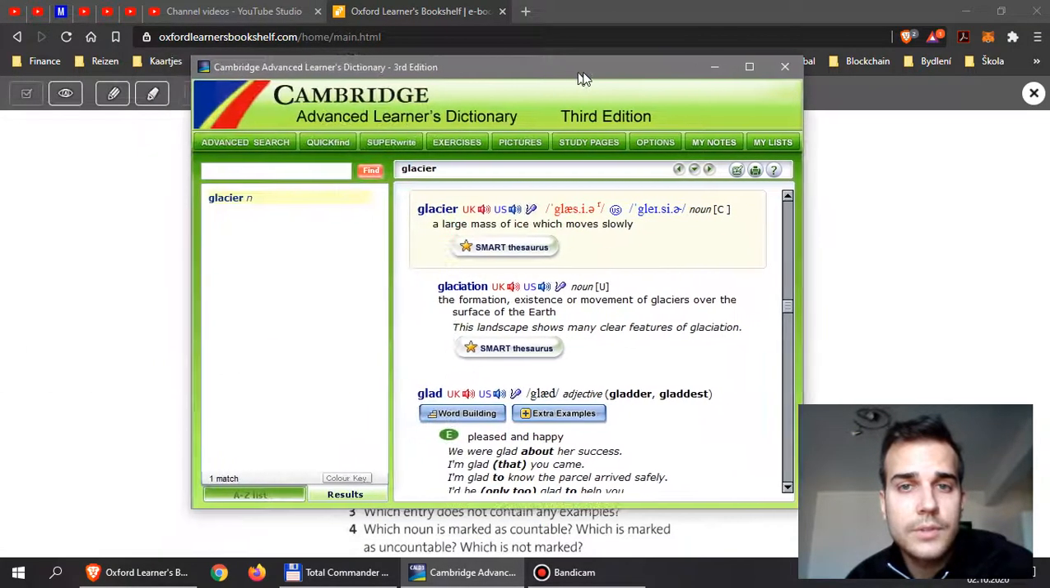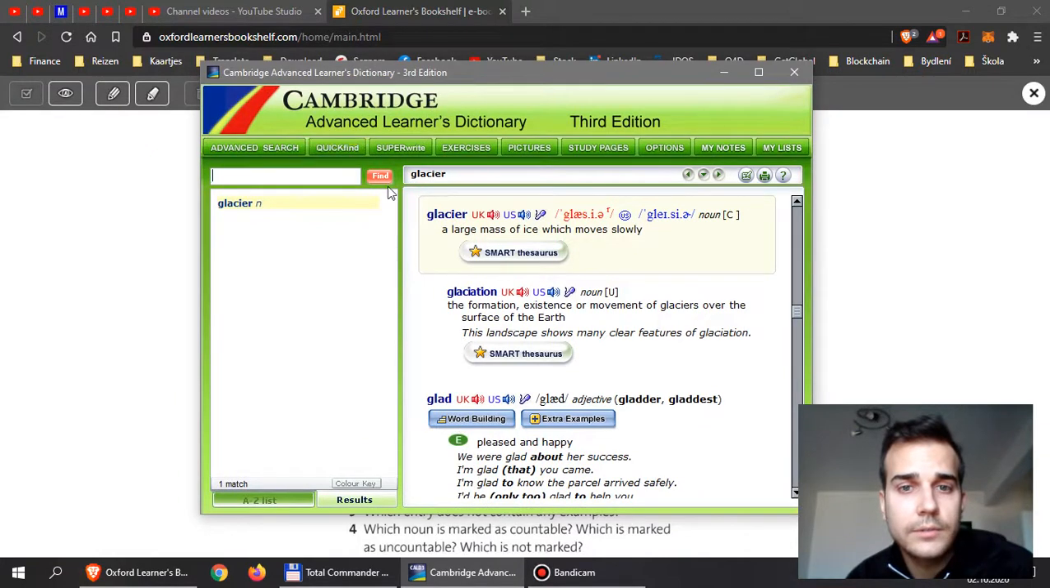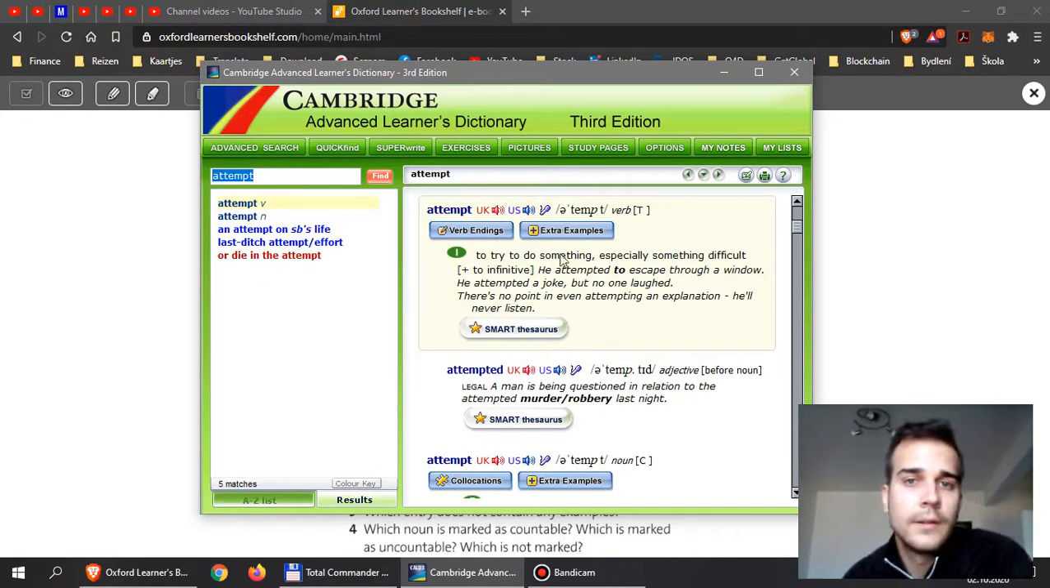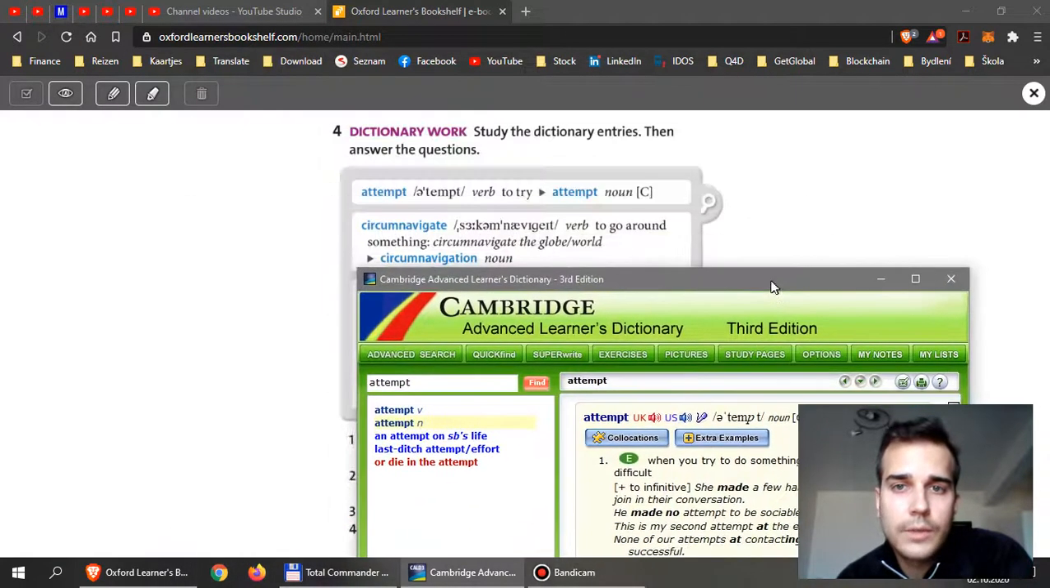All right. So this is my favorite dictionary right here that I often use. And let me show you some examples. Let's say we will find the verb attempt. We had it there. All right. So here you will see a verb and you have a noun. It's very similar to what you can see here.